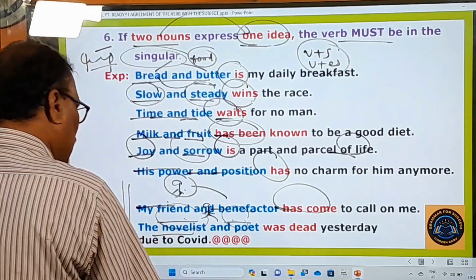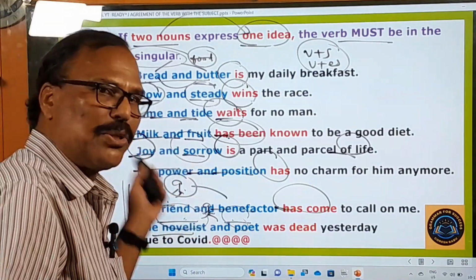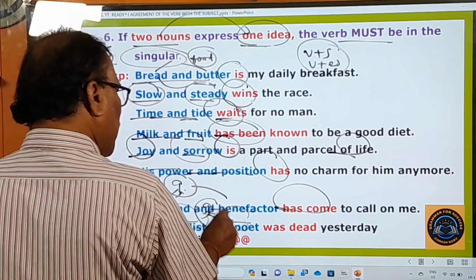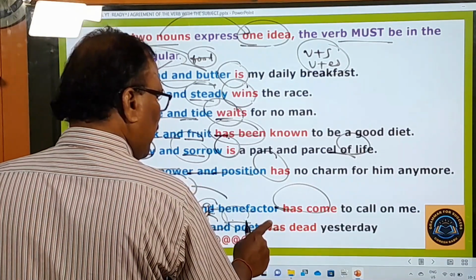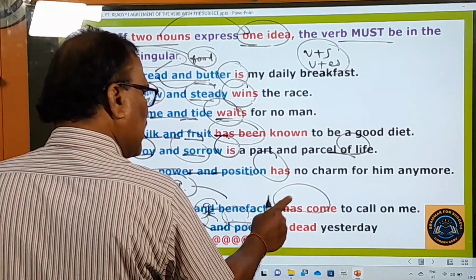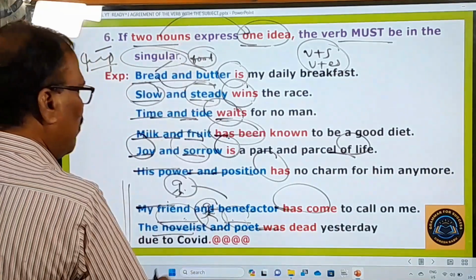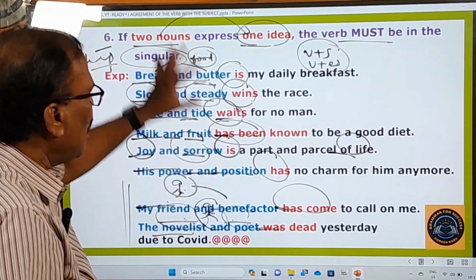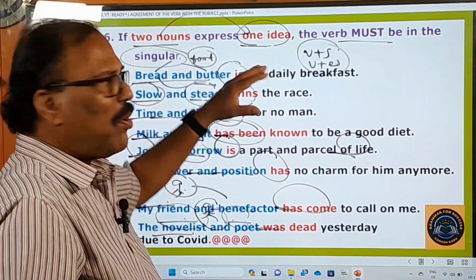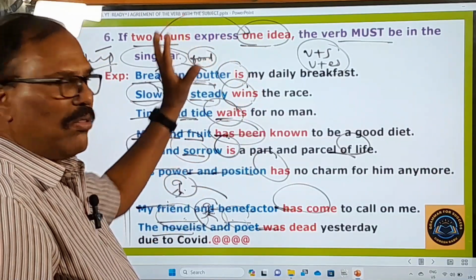So about these things we have learnt under the previous rule. The novelist and poet, only one person. One person means singular. Singular means the helping verb or verb must be in the singular. Therefore, was dead is singular, has come is singular. So please observe all these examples again and again, so that you can achieve command of all these things. Okay, all these things, right?